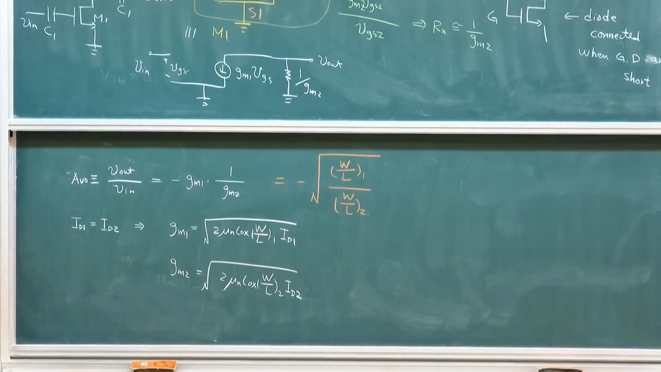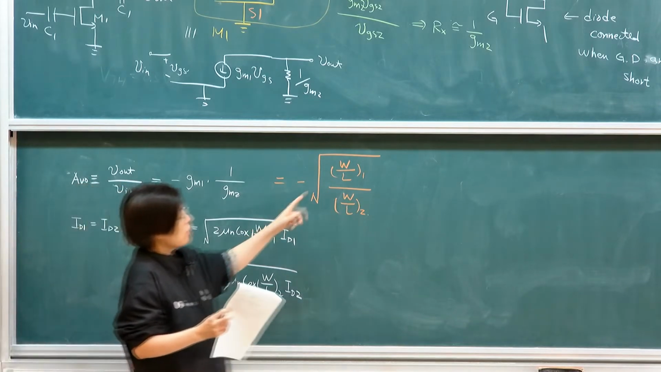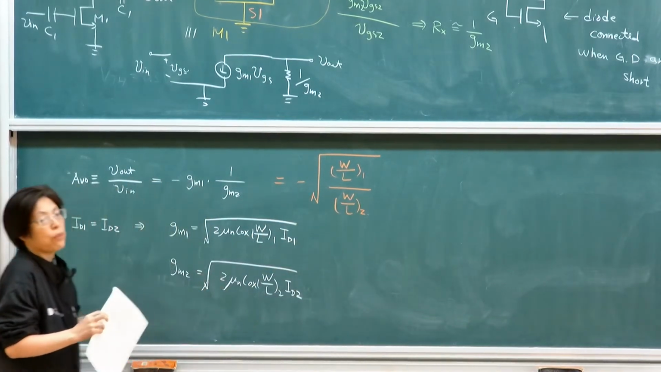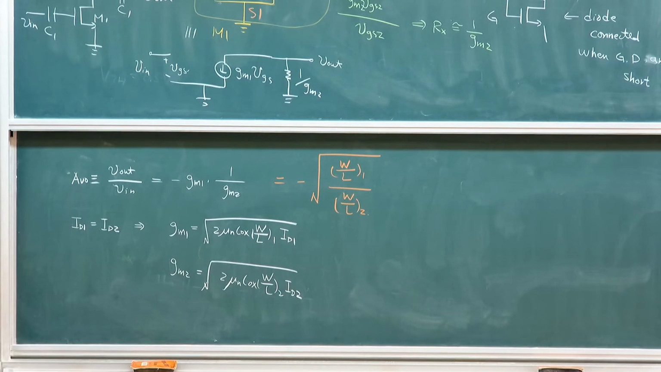So this is a very surprising, or I should say, wouldn't be surprising, but this will give you a gain which will be determined by transistor ratio. This is very, very useful if you want to have a linear gain.